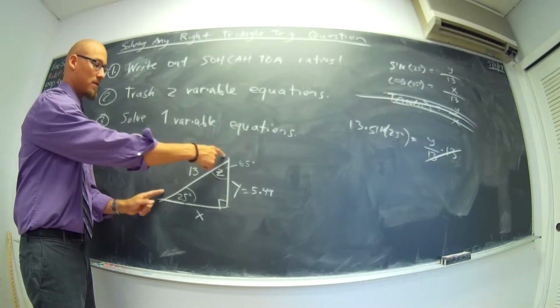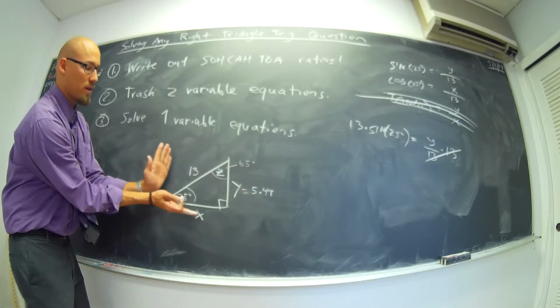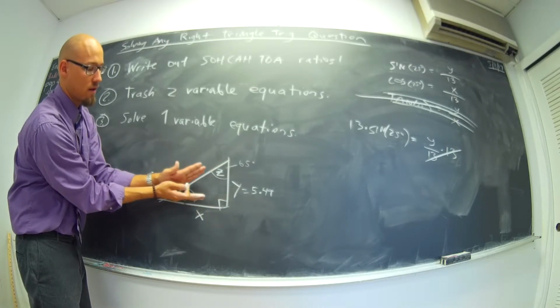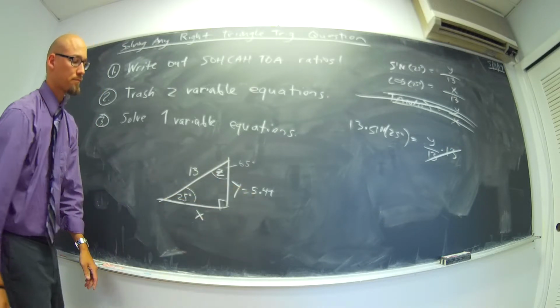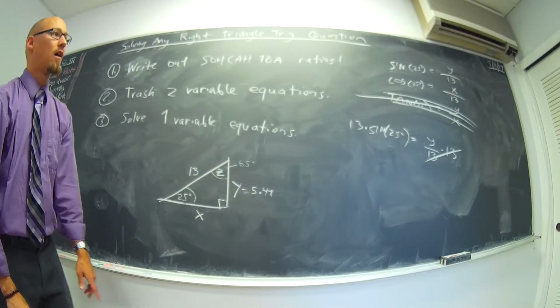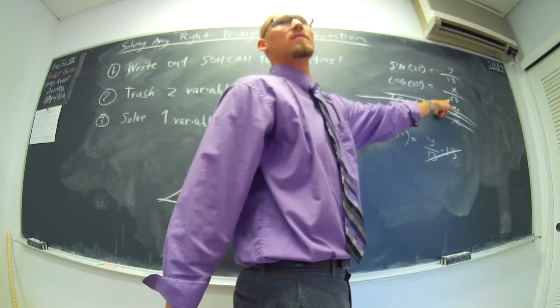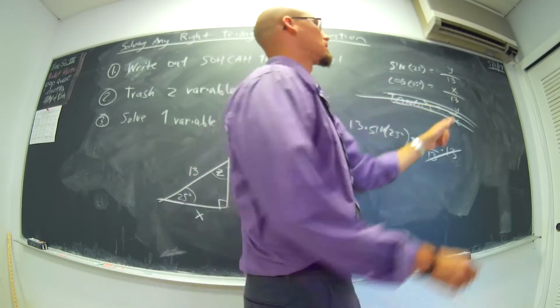And if the hypotenuse is 13, this should be shorter than 13. And 25 is a small angle. So I believe this. Yeah, I believe that to be true. And now, if we wanted to solve for x, it's a similar deal. We want to get x by itself, multiply by 13.